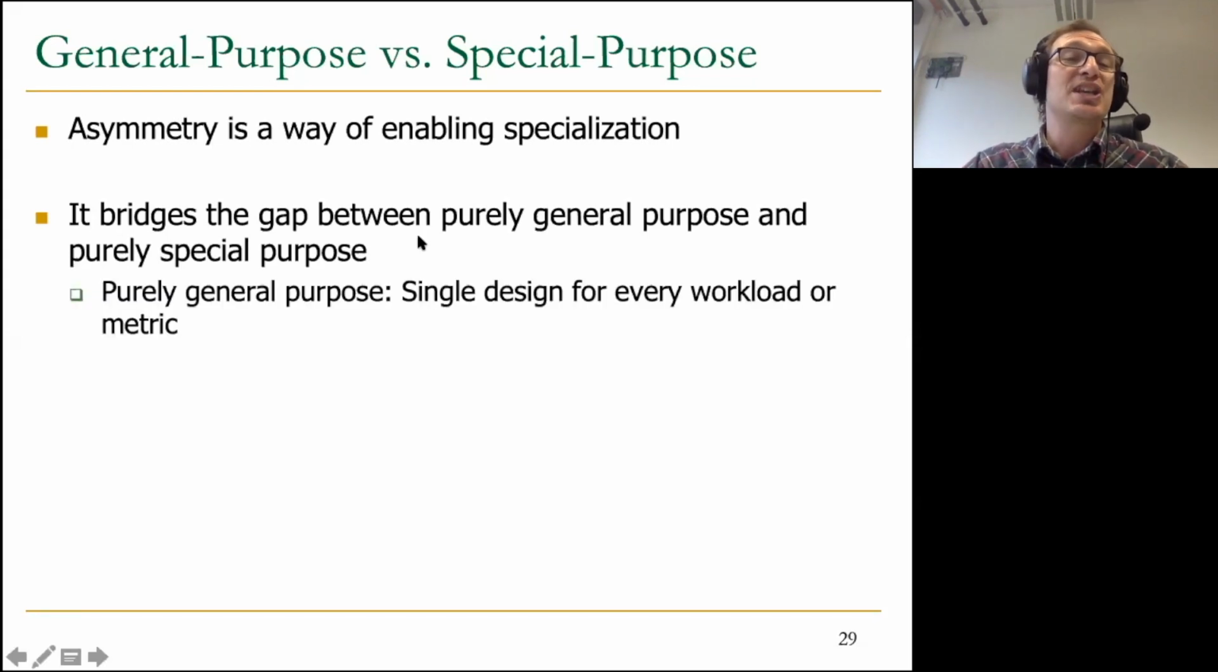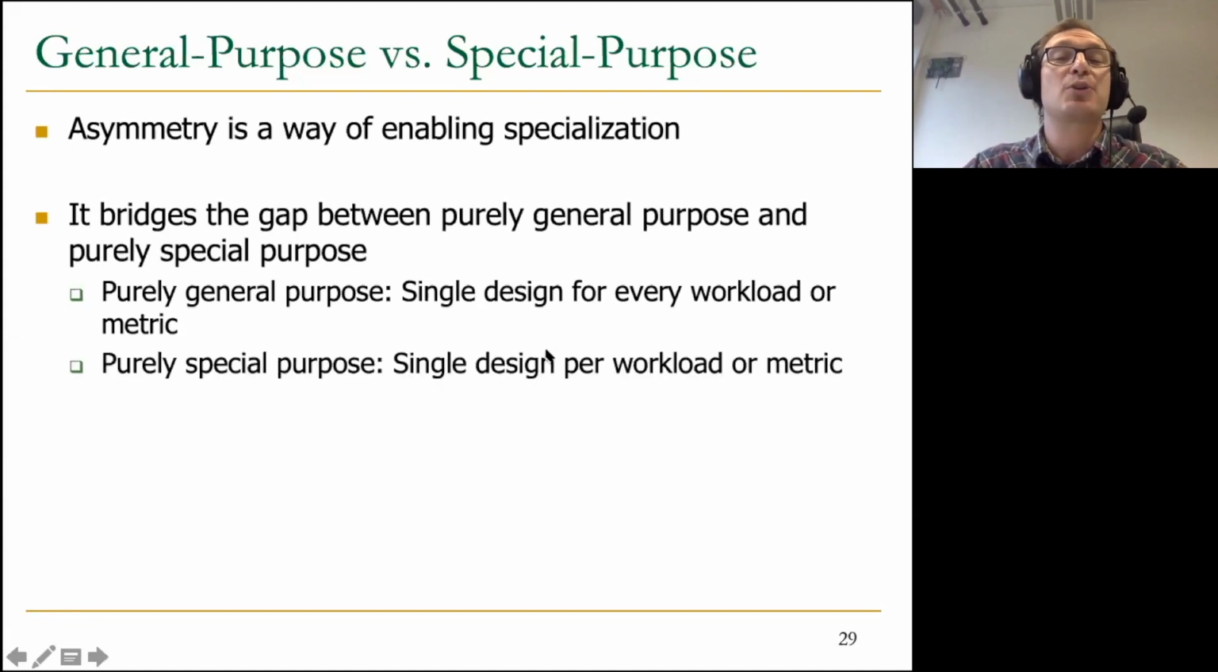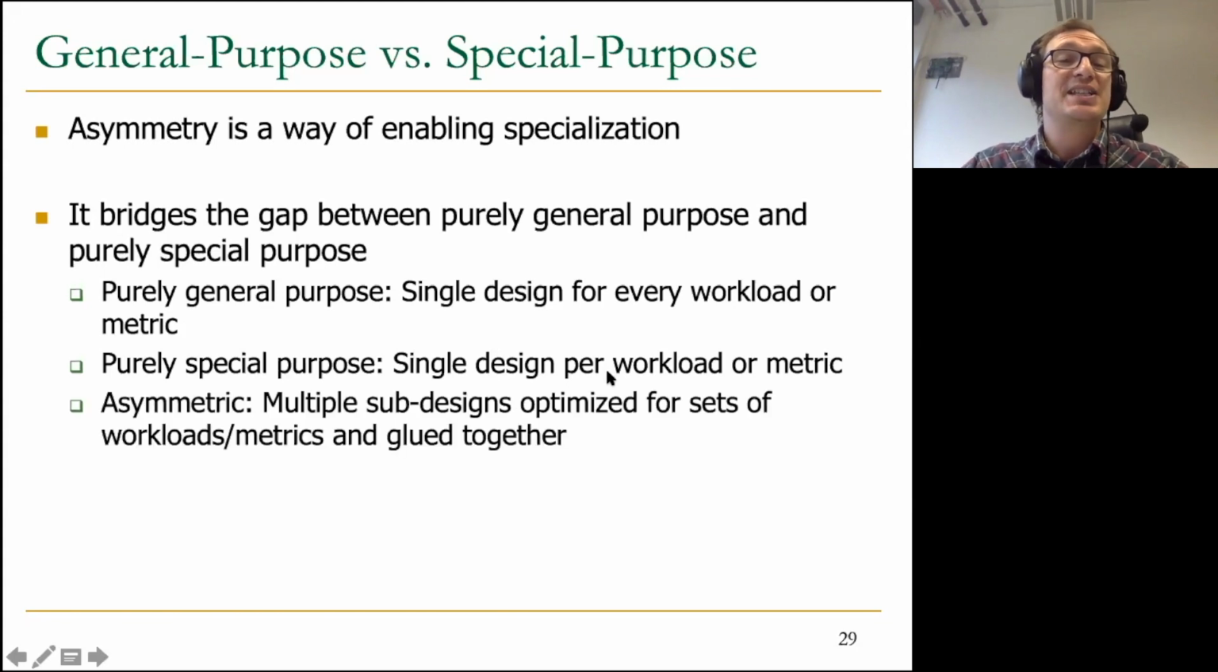Okay, so purely general purpose, single design for every workload or metric, as we've discussed. Purely special purpose, single design per workload or metric. Whereas asymmetric is multiple sub-designs optimized for sets of workloads and glued together.